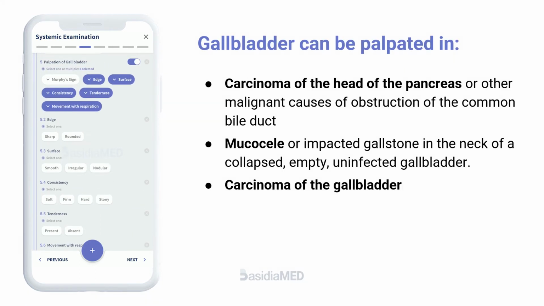The gallbladder can usually be palpated in the following clinical situations: carcinoma of the head of the pancreas or other malignant causes of obstruction of the common bile duct, mucocele, or impacted gallstone in the neck of a collapsed, empty, uninfected gallbladder. Mucus continues to be secreted into its lumen, and in later stages, the gallbladder becomes palpable. In this case, the bile ducts are normal and the patient is not jaundiced. Carcinoma of the gallbladder may be felt as a stony, hard, irregular swelling.